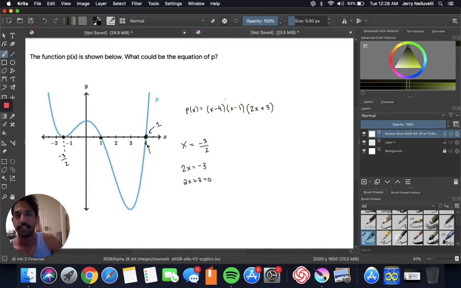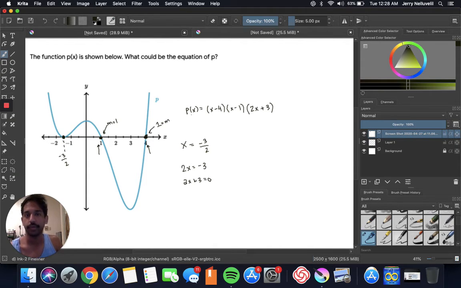And so x minus 4 is just going to be to the power of 1, so we can keep it the same. The same thing is happening here at x equals 1. It's shooting straight through. It's not flattening out. It's not bouncing. And so since it's going straight through, this also is going to have a multiplicity of 1.